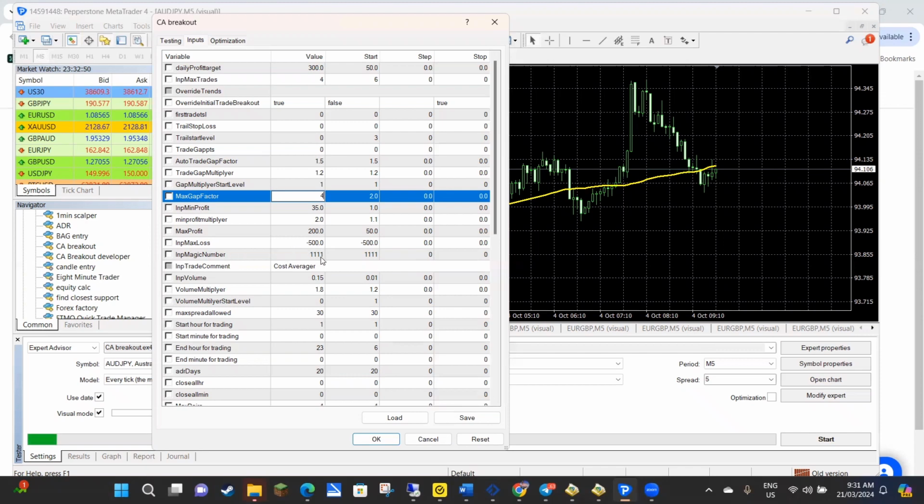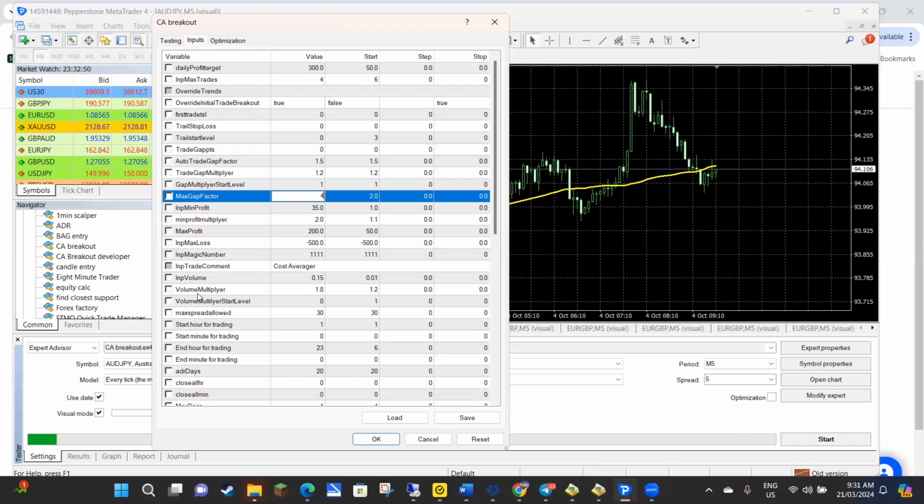You don't need to worry about what a magic number is. That's just how the software identifies its trades. Likewise, just a comment. And input volumes, just your lot size. So we have a starting lot size. The first trade will be 0.15. And then each extra trade, the cost averaging trades, I'll have to change that so it says CA Breakout.